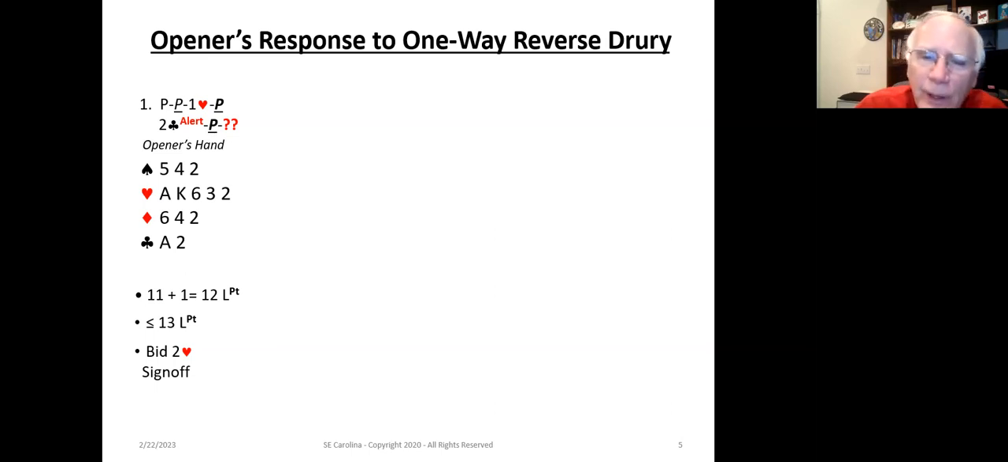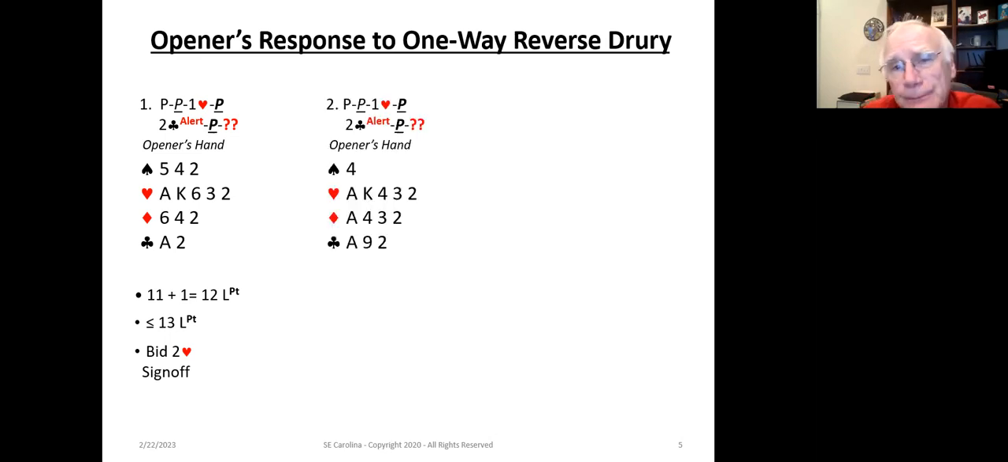By bidding 3 hearts after the opener signs off, it says, hey, I've got a really nice hand. If you kind of like your hand, bid 4 hearts. If you don't, pass.